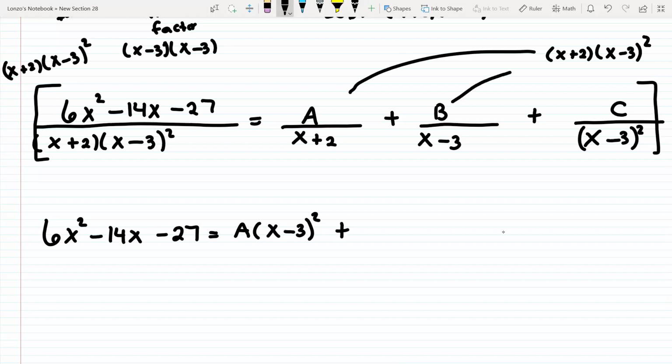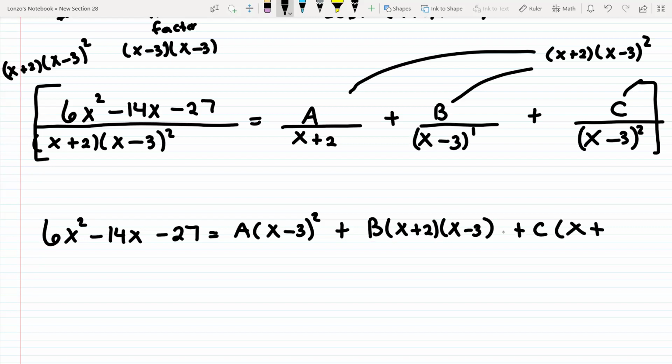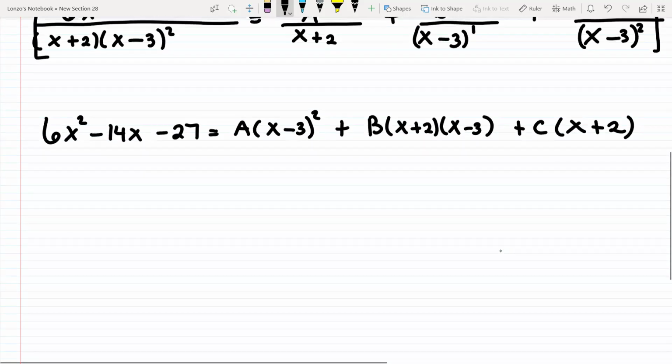Plus, what about here? What do you see that cancels? The x minus 3, but this is to the power of 1. So you're still left with the b, and then you're still left with the x plus 2, and then you're still left with the x minus 3. Now on this part right here, what do you see that's same top and bottom? The x minus 3 squared, so you're left with c and x plus 2. Okay, and then your goal is to solve for a and b and c.